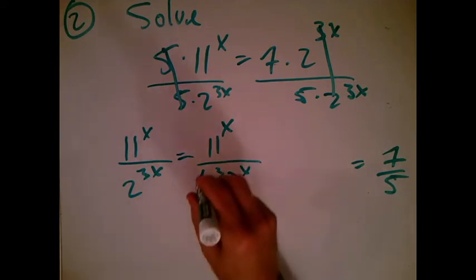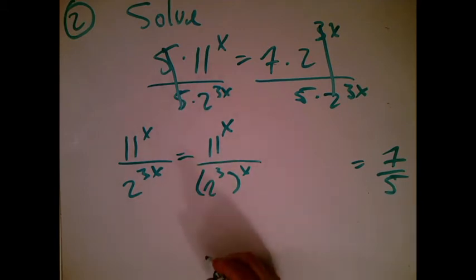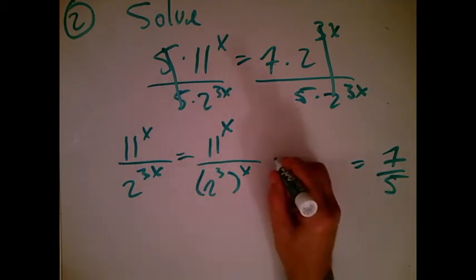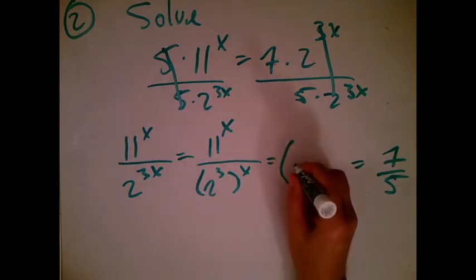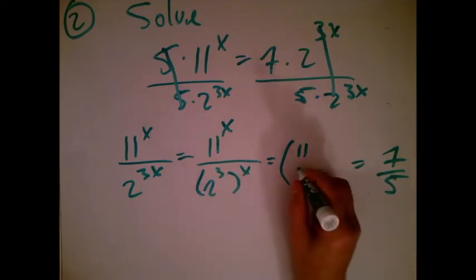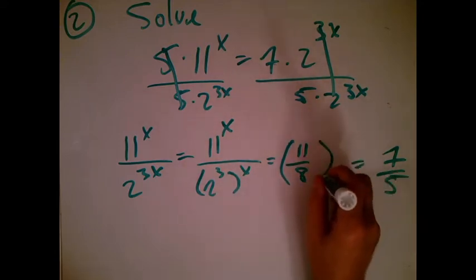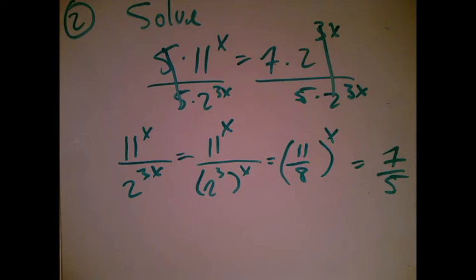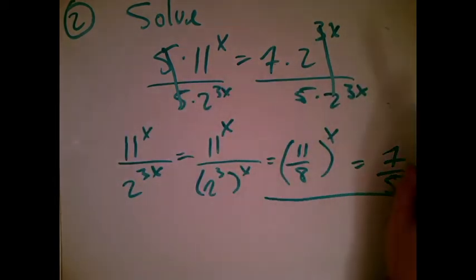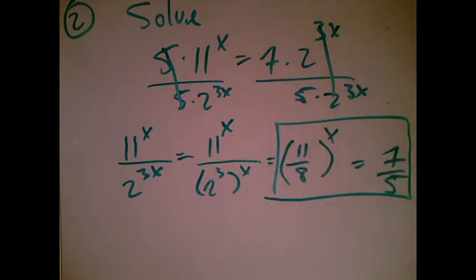Now I have 11 to the x on top. I have 2 cubed to the x on bottom. So what I really get here is the entire fraction 11 over, and 2 cubed is just 8. So I'm going to put 8 like that, and I get that. So we started out with a fairly complicated equation. We haven't solved anything yet, but now you can see I'm in exactly the same situation we were in the last problem. What I can do is now just take the natural logarithm of both sides.